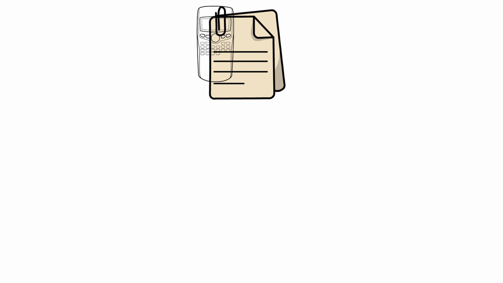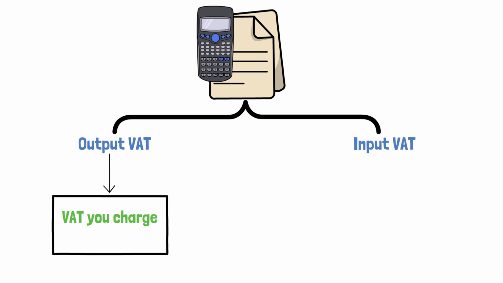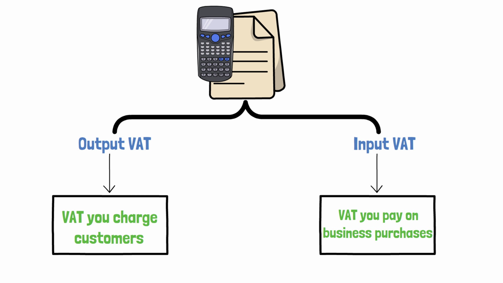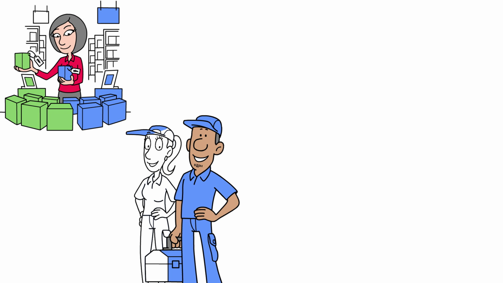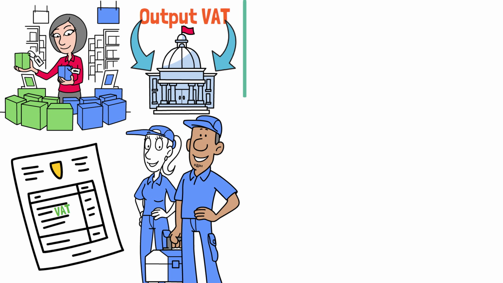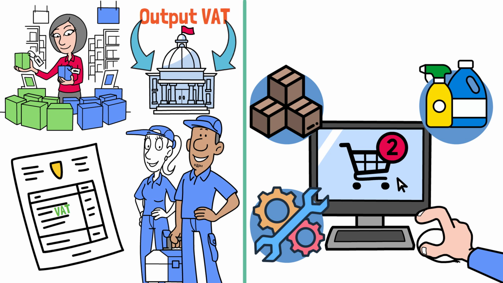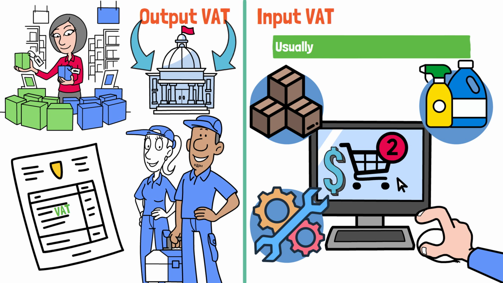In accounting, we treat VAT in two different ways: output VAT and input VAT. Output VAT is the VAT that you charge customers, and input VAT is what you pay on your business purchases. When you sell a product or a service, you add VAT on top of your selling price. That's output VAT, and you owe this to the tax authority. When your business buys goods or services like supplies, inventory, or equipment, you also pay VAT. That's called input VAT, and you can usually deduct this from the VAT that you owe.